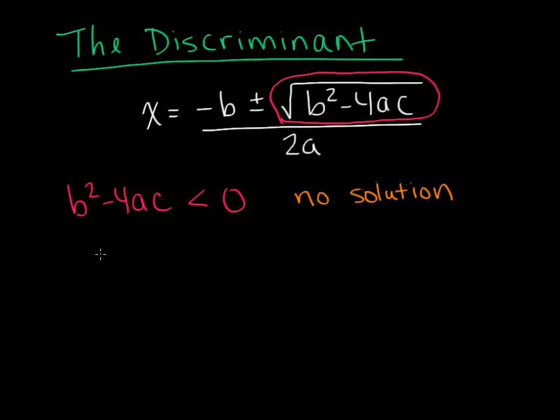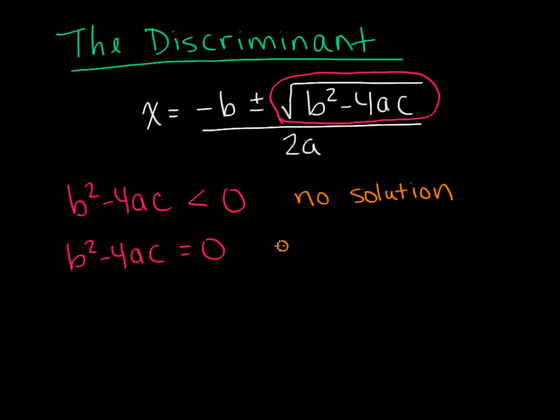Well, what happens if that number under the square root sign is equal to 0? Okay? So if that number is equal to 0, then we have the square root of 0, which is 0. And it means we're going to have negative b plus 0 in the numerator and negative b minus 0 in the numerator. Well, really, those two things are the same. And so we would end up with two answers for x that were identical. Again, negative b plus 0 over 2a and negative b minus 0 over 2a.